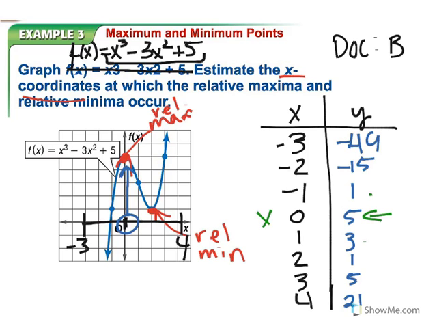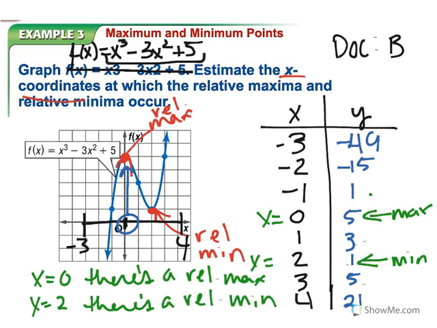And we know that x equals 0 is where we actually have a relative max. And also, at this point right here, we went from a bigger number to a smaller number to a bigger number again. That means we have a relative min. So that was a max, this was a min. So at x equals 2, we have our relative min, and the way we would write our answer is at x equals 0, there's a relative max, and x equals 2, there's a relative min.